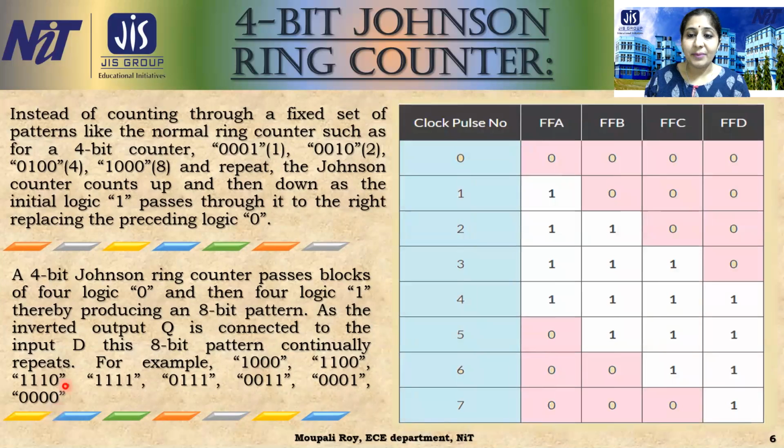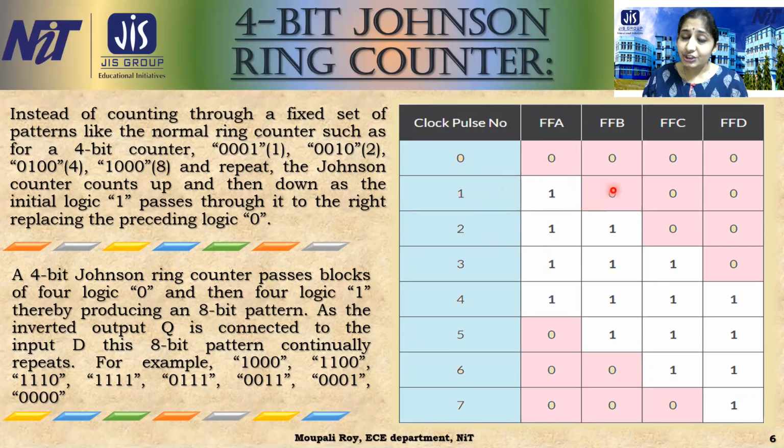So initially when it is 0, we have 0 0 0 0. In the case of the first clock pulse, what are we getting? We are getting 1, that means the first flip-flop gives 1 as output now, because the feedback comes there. If QD is 0, then QD bar is obviously 1. So this one is the input now, and the first flip-flop is 1.